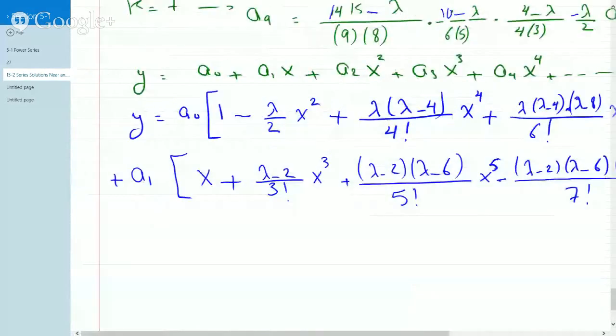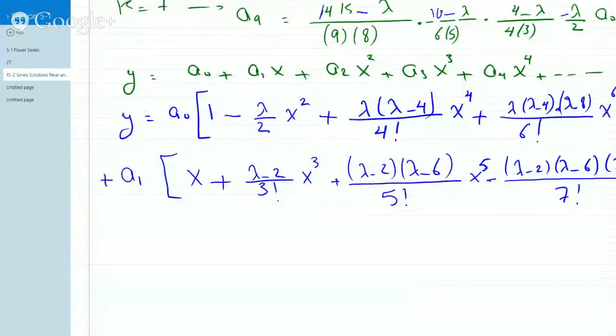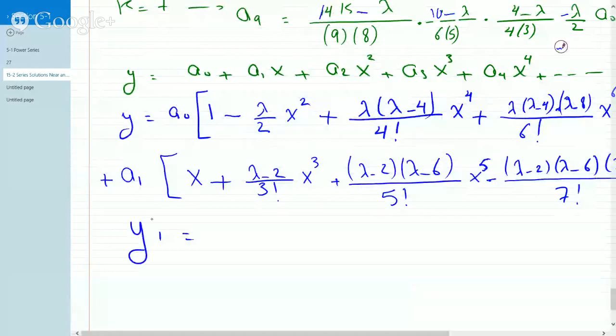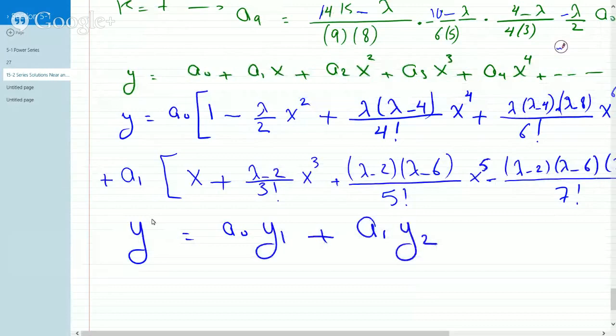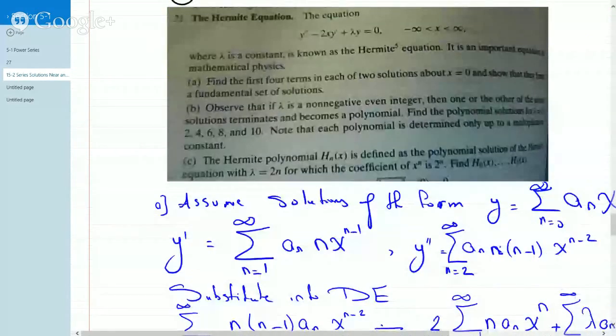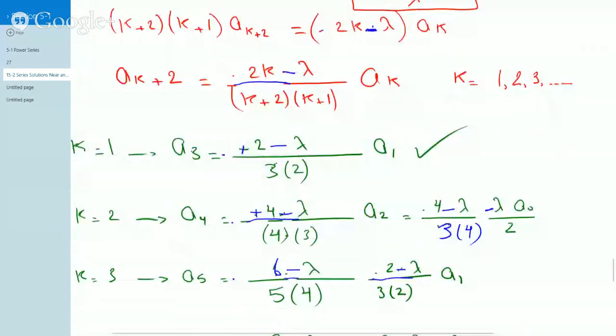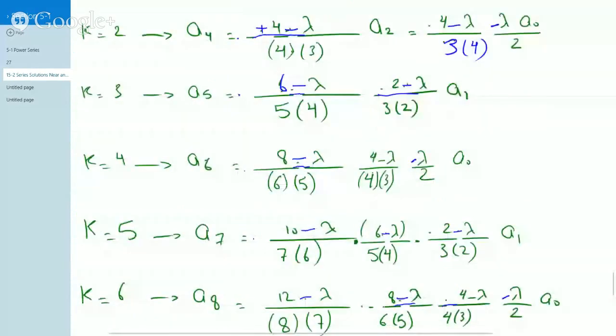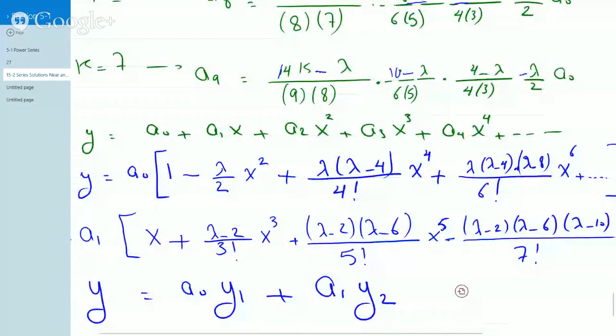There we go. So this then is our solution in the form of y general equals a0 times y1 plus a1 times y2. So we've answered the first question. In each of the two solutions, we found the first 4 terms. One, two, three, four.